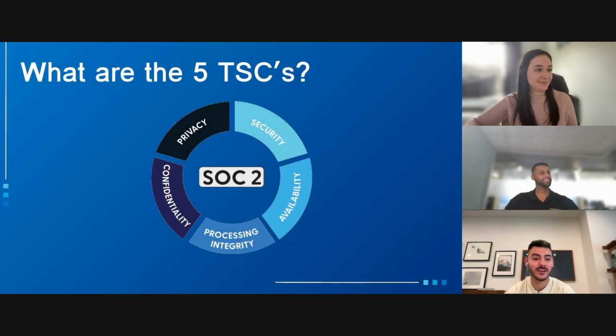They're already on the screen right now, you can see, but the five trust services criteria are security, privacy, confidentiality, availability, and processing integrity. Some of these sound kind of confusing. They're not very straightforward. What do we mean when we say processing integrity? Those are what we're going to talk about. But when it comes to the trust services criteria, security is pretty much the most common one that we see.